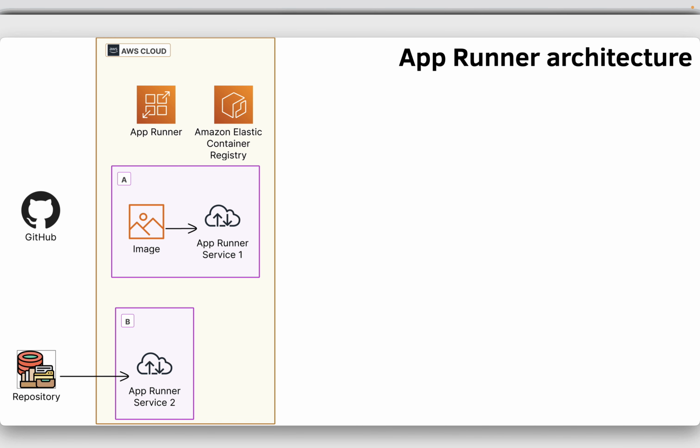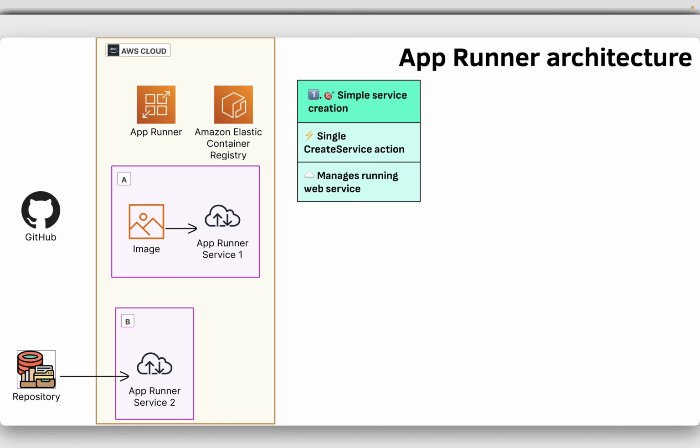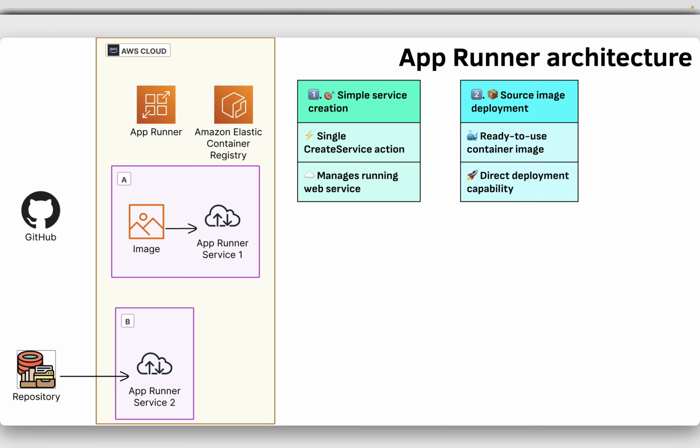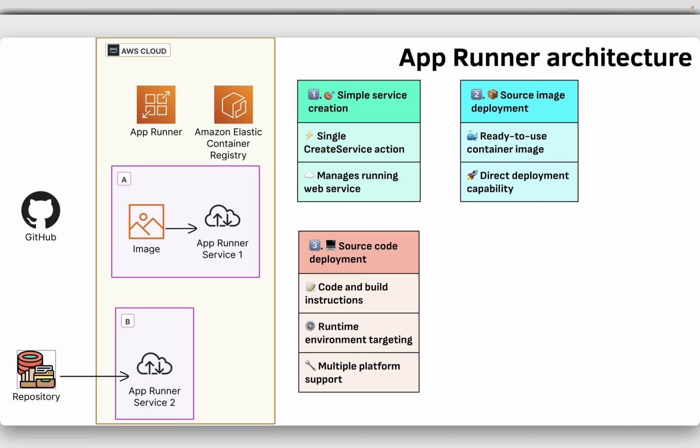App Runner architecture. AWS App Runner takes your source code or source image from a repository and creates and maintains a running web service for you in the AWS cloud. Typically, you need to call just one App Runner action called create service to create your service. With the source image repository, you provide a ready-to-use container image that App Runner can deploy to run your web service. With the source code repository, you provide your code and instructions for building and running a web service, and you target a specific runtime environment.